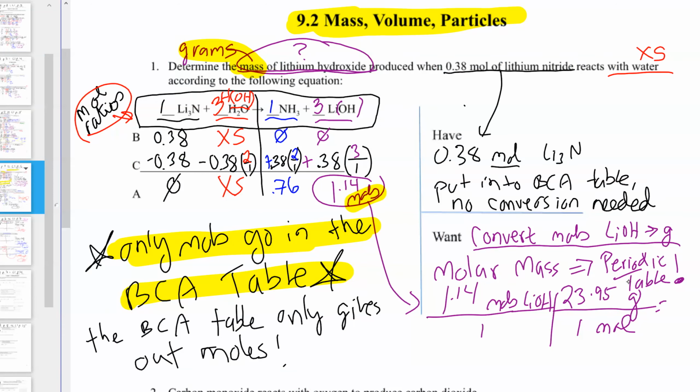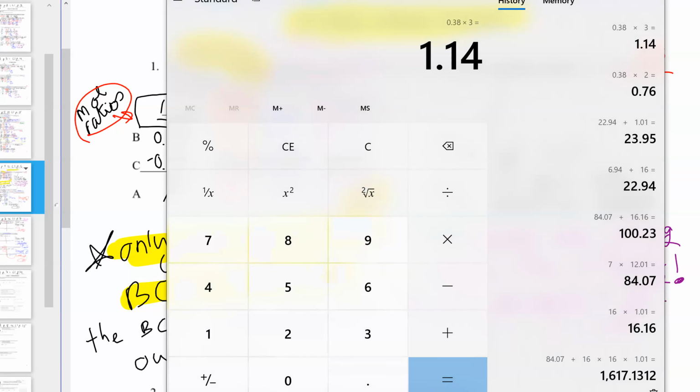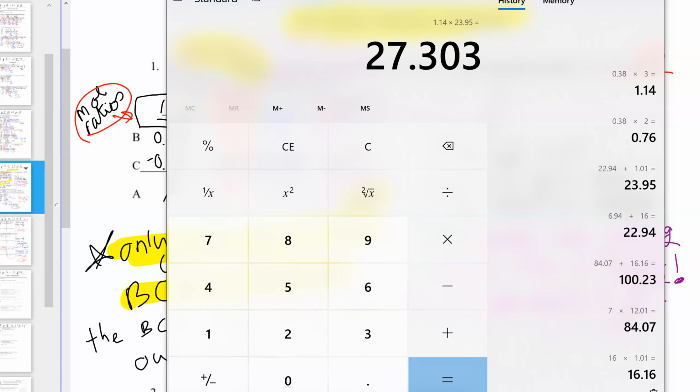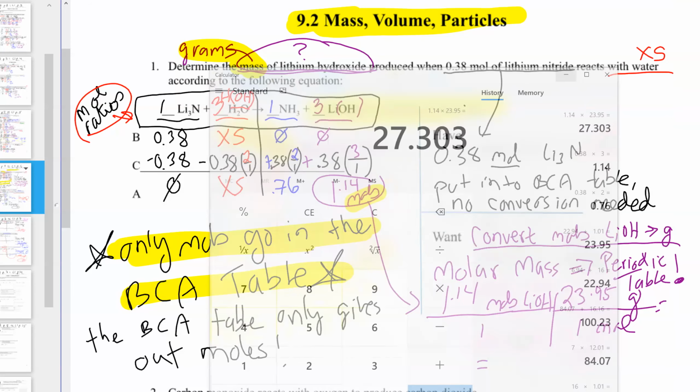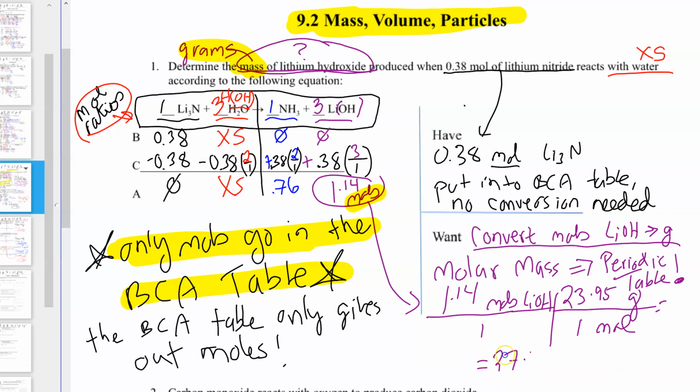23.95 grams. So if we look at that, my moles will cancel. I'll be left with grams, and my final answer is going to be 1.14 times 23.95, and that will give us 27.303 grams. Now you're probably thinking, what about sig figs? Look back up here. 2 sig figs. So that will round to 27 grams of lithium hydroxide. Good. Let's move on to the next problem.